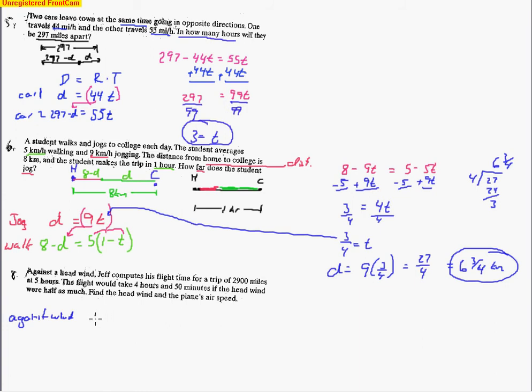Well, we know what the distance is. It's 2,900. Now the rate, though, since it's against the wind, it's going to be r minus w. R stands for the rate of the plane. W stands for the wind speed.